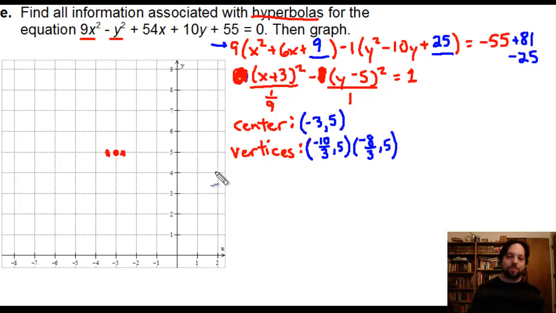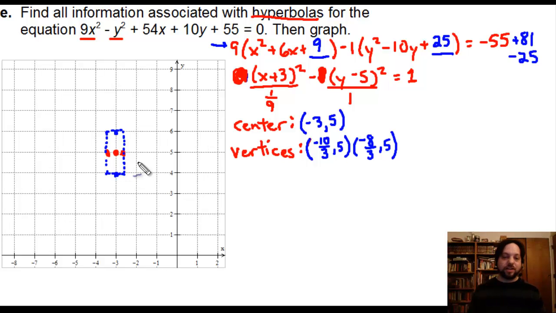I can make that cool little box. Notice that I have a 1 under the y term, and the square root of 1 is, of course, just 1. So here are my conjugate vertices, and based on that, I can make my box. That box is going to help me, A, find the asymptotes, and B, graph the hyperbola. So that box, while not necessary, could be real helpful.